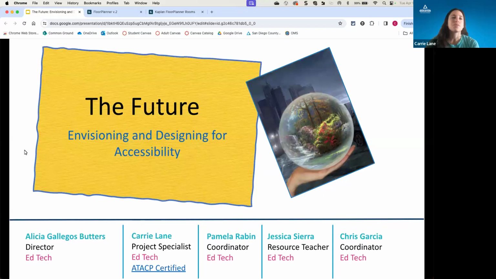Excellent. So today we're going to be talking about the future and how we can envision and design for accessibility. And for those of you who have been at previous sessions in the Accessibility Network, we will definitely be taking a different approach today where it'll be a bit more hands-on, where I want you to actually move through a bit of a design thinking process to create and think about the accessible classroom and the accessible future for your students. So we'll be doing that.